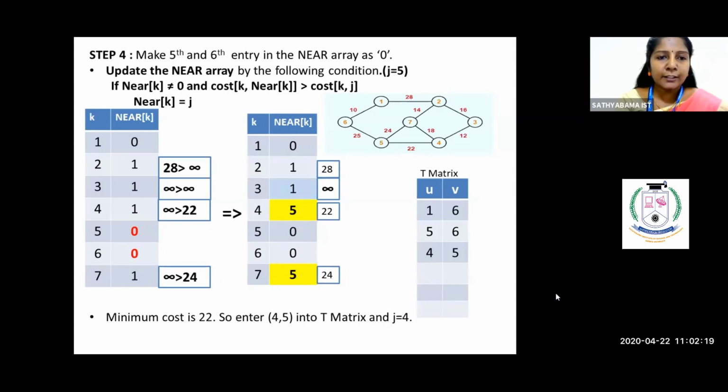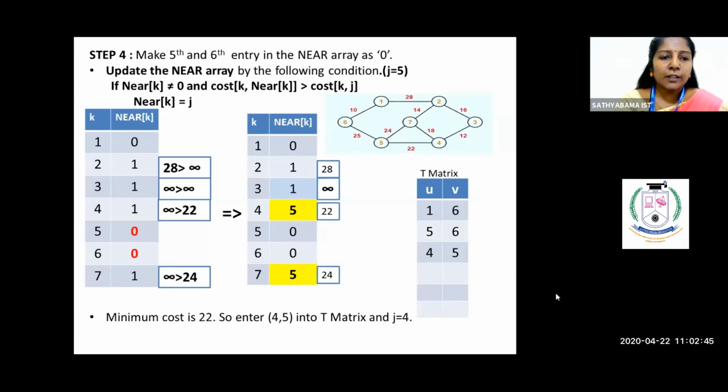Now move to the next non-zero entry. The next non-zero near value is 3. 3,1 is infinity and 3,j. What is the j value? 5. So 3,5 is infinity. Infinity greater than infinity. Here also the condition not satisfied. So no need to update the third entry. The near of k remains the same.